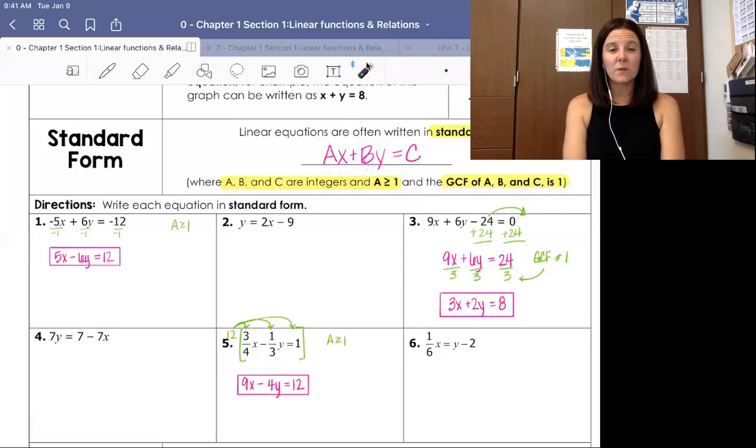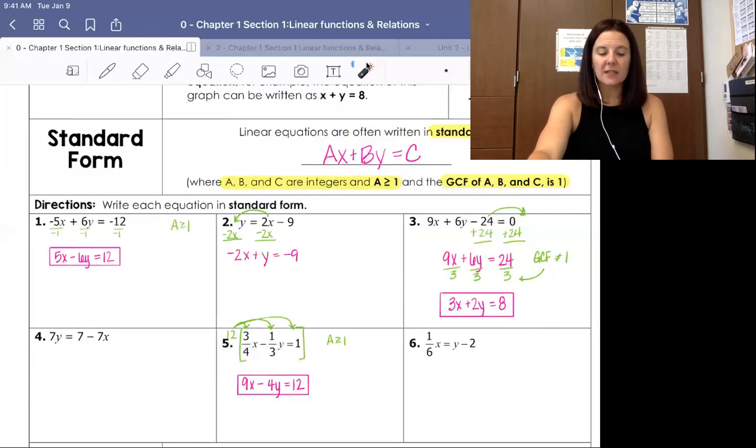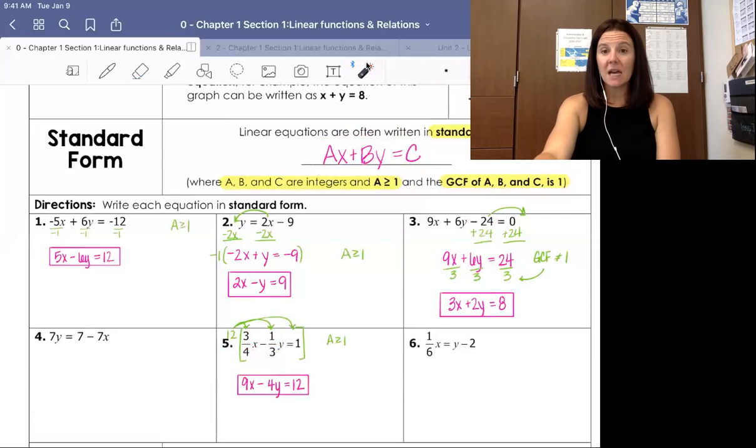All right, so hopefully you've finished those 3. Let's take a look at number 2. y equals 2x minus 9. I'm going to go through this really quickly and show you some steps. First thing we need to do is move the x part of that equation to the other side. So we subtract 2x from both sides. We get negative 2x plus y equals 9. We're close, but A has to be greater than or equal to 1. So we multiply everything by negative 1 or divide. Either way works, which changes the sign of all the terms. So it becomes positive 2x minus y equals positive 9. So notice all 3 of those changed signs.